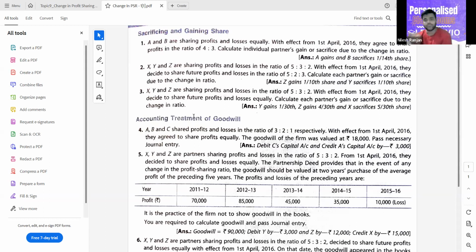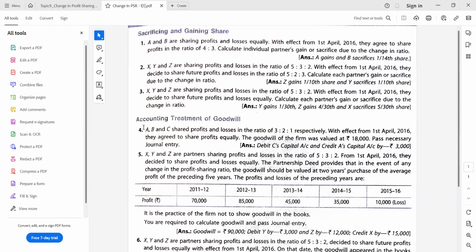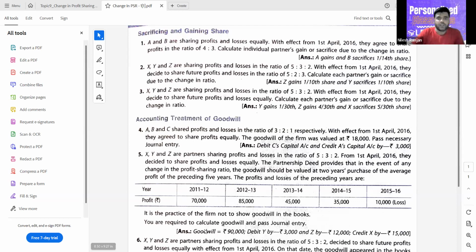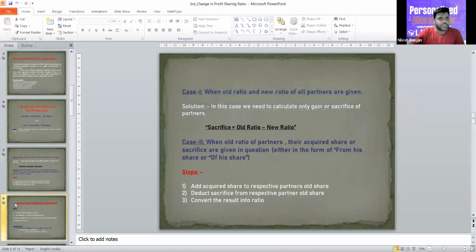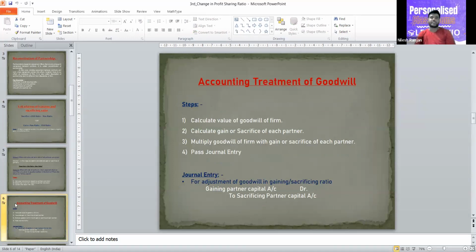Sometimes it will be given that the sacrifice of any partner or gain of any partner is given in the question. In that case, you will follow case number 2. So this is our first adjustment in change in profit sharing ratio. Now we will talk about the second adjustment, which is the accounting treatment of goodwill, which we have already discussed.